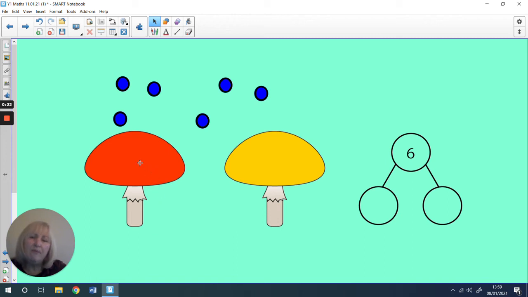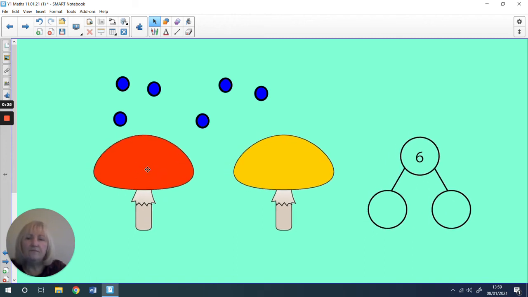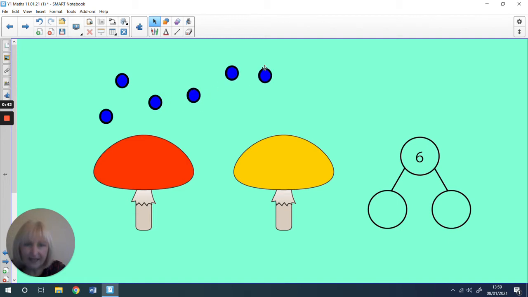You can remember using these mushrooms, or probably toadstools, in class, can't you? And they've got spots on them sometimes. So we've got 2 of the toadstools here, and I've got 1, 2, 3, 4, 5, 6 spots to put on them. And if you look over here, you can see our cherry diagram, and that's got the numeral 6, the number 6, as the whole amount.